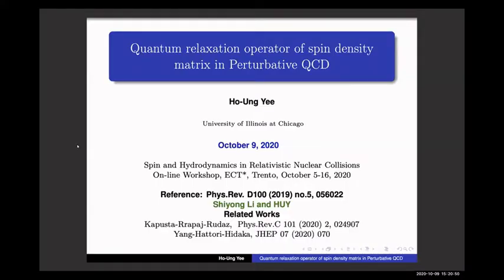This presentation will be about a work we did with my student Ho-Ung Lee, who made a major contribution to this work. And I should also mention that there are some related works studying the same problem of how spin relaxes in the framework of perturbative QCD.